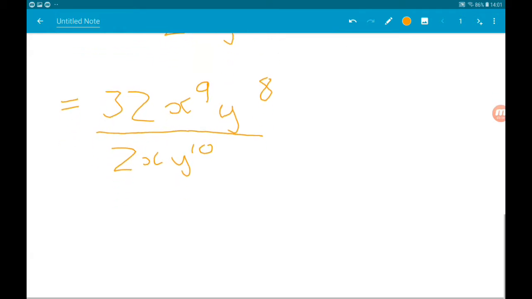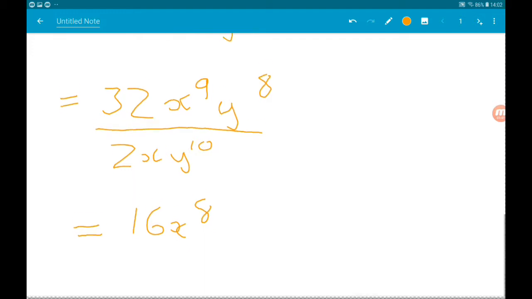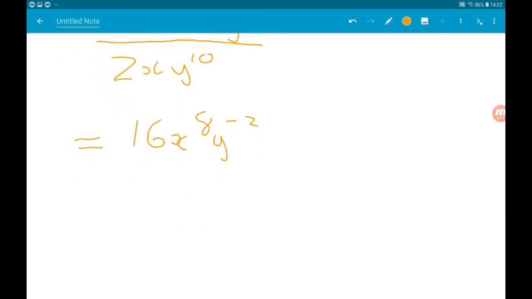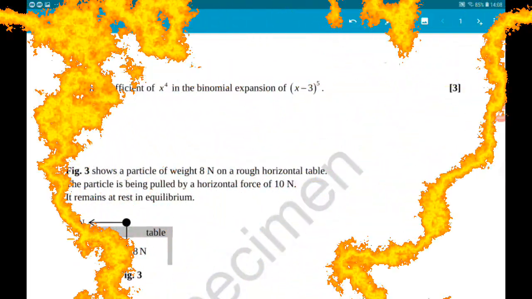Okay, so one more time, we work through again each type of term one at a time. So 32 divided by 2 is 16. X to the power 9 divided by x is x to the power of 8. And y to the power of 8 divided by y to the power 10 is y to the minus 2. So then, finally, we can write that as 16 x to the 8 over y squared. Cool.